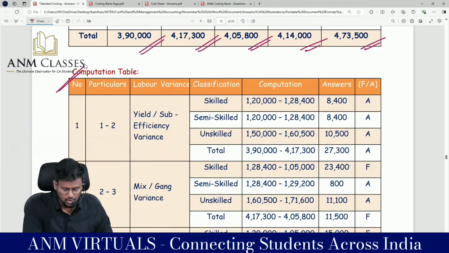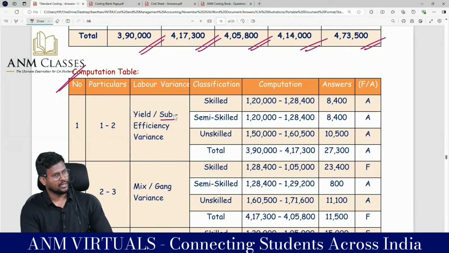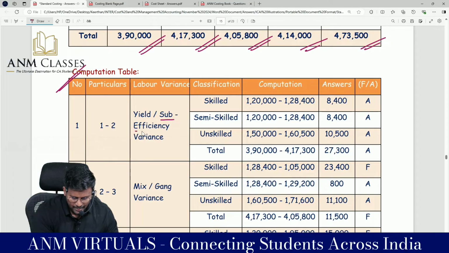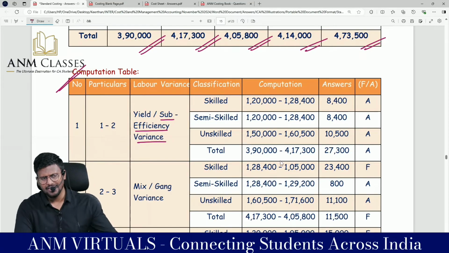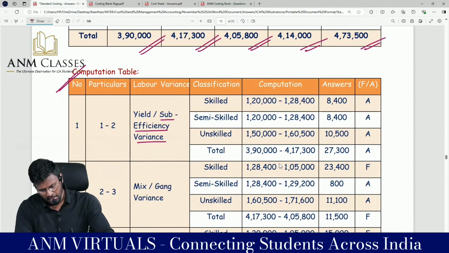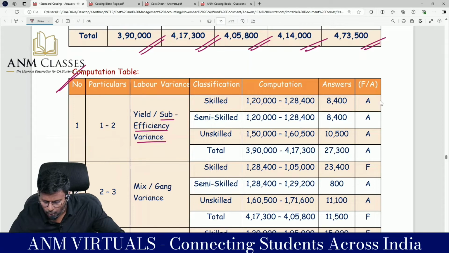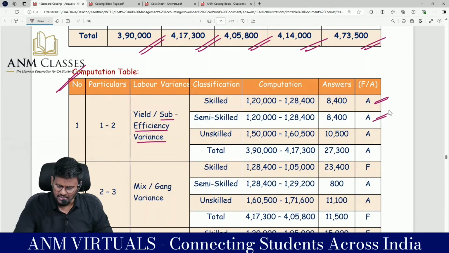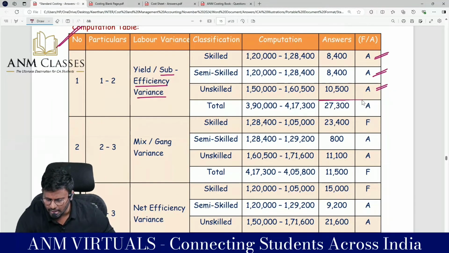It is otherwise called sub-efficiency variance. Labor yield variance is otherwise called by both names, and in the exam they can ask either. They can ask to find the labor yield variance. Skilled 8,400 adverse, semi-skilled 8,400 adverse, and unskilled 10,500 adverse. Total 27,300 adverse. Comfortable?